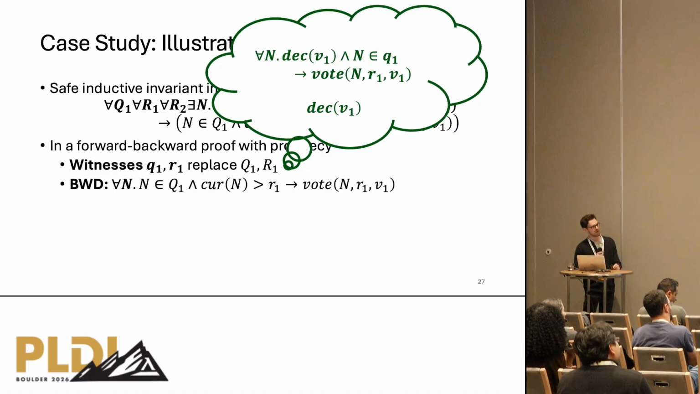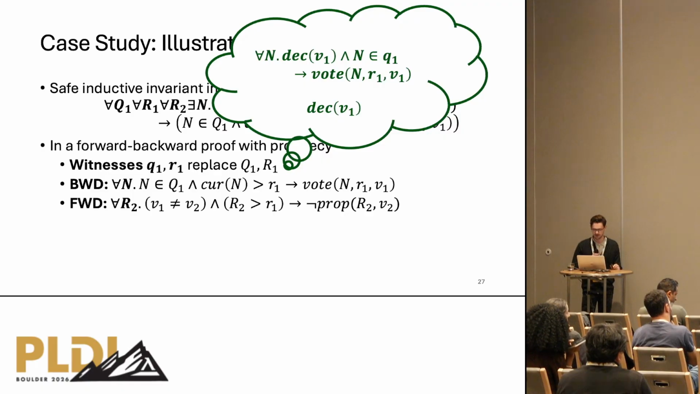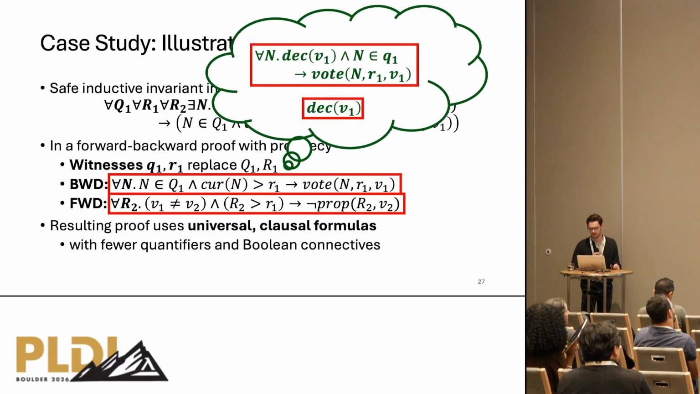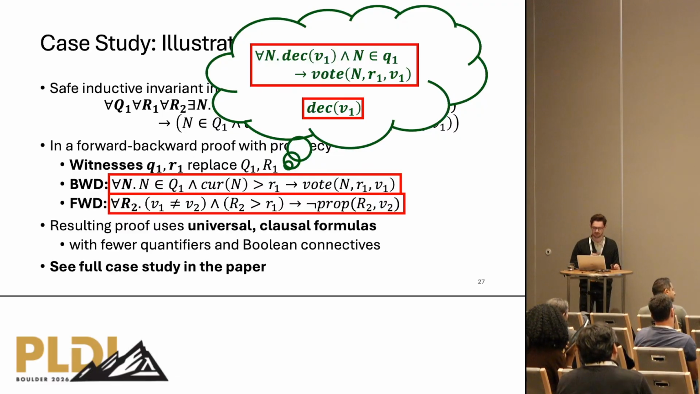And then you can do a backward iteration with a simpler formula and a forward iteration with a simpler formula. And this effectively replaces this kind of invariant in the proof of safety for this example. And you can see that the formulas that the user had to provide in order to complete the proof are much simpler. They contain only universal quantification and are clausal in form. And I refer to the paper for the full case study.